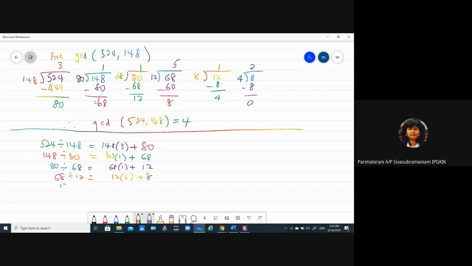The next line will be 12 divided by 8 is equal to, how many 8s you have? 1 plus the remainder 4. Then 8 divided by 4 is equal to 2, 2 fours plus 0. So when you reach 0, you can stop. This is your answer, your GCD. So you can do it either this way or this way. For me, this way is much better. I see it very clearly like this, easier for me. Some people don't like to do it this way, they like it the other way. So you can use either method.